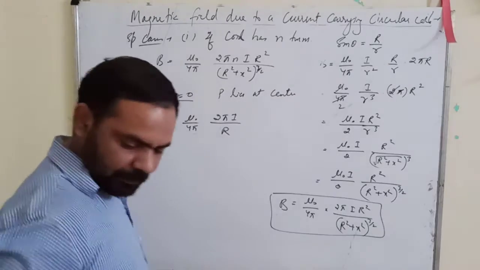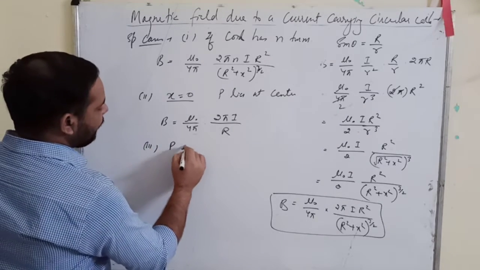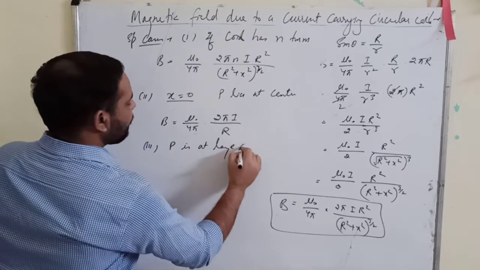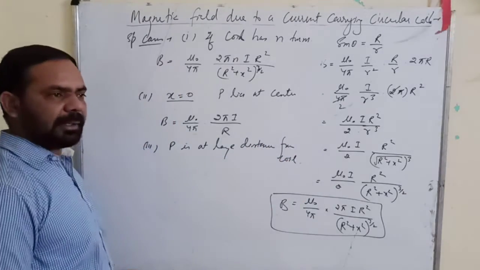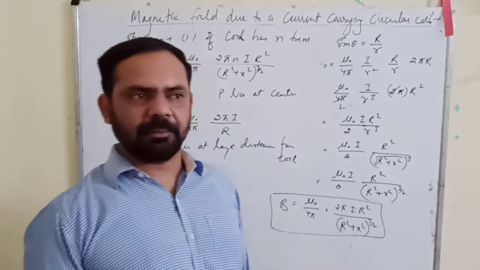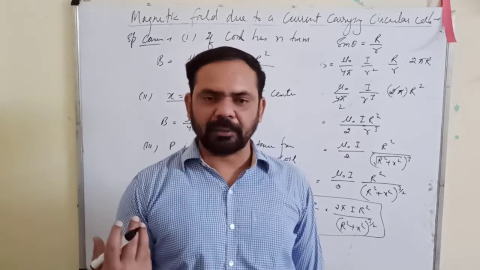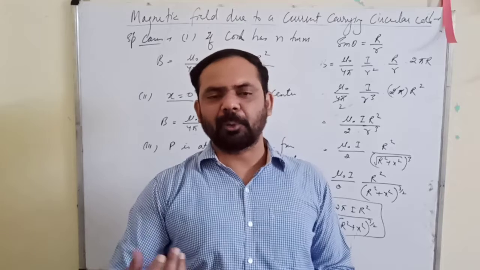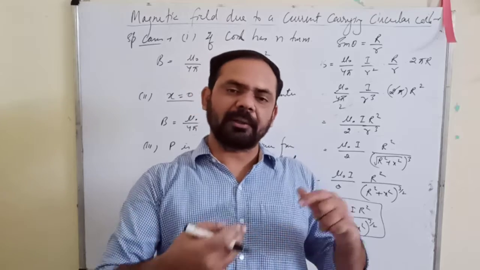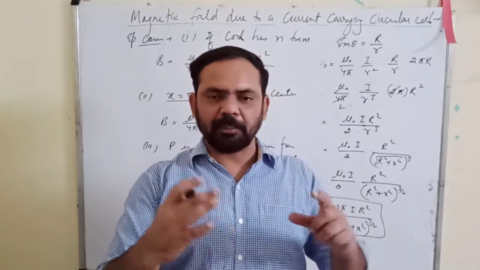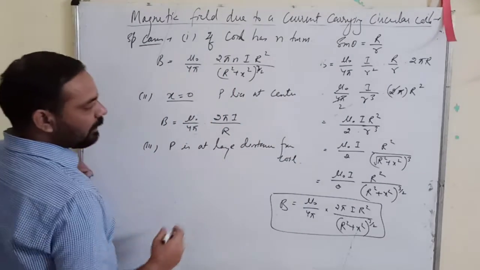And third, when P is at large distance from the coil. In case of electric field, we obtained this special case and found that for points at large distance from the charged circular ring, the ring behaves like a point charge. The electric field is similar to that of a point charge, meaning the ring behaves like a point charge for distant points. Now we obtain the condition for this one. Now P is at large distance from the coil.